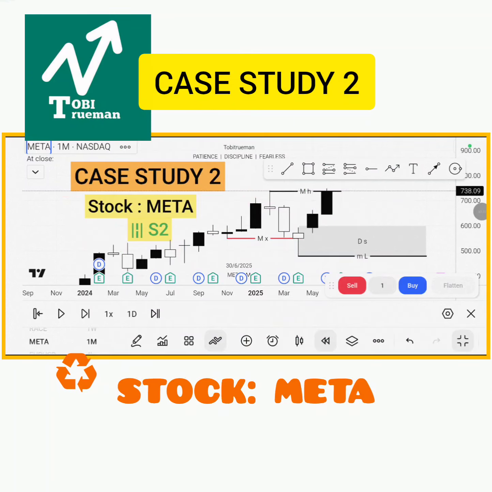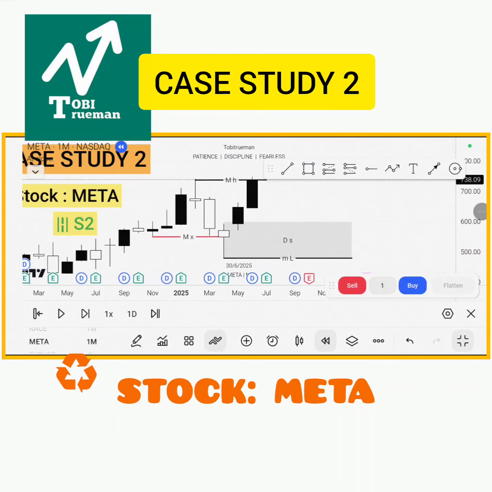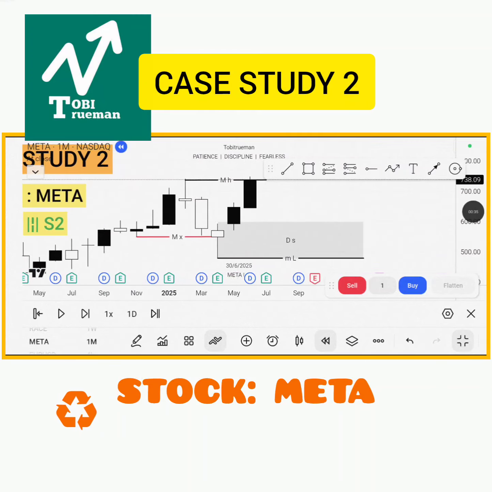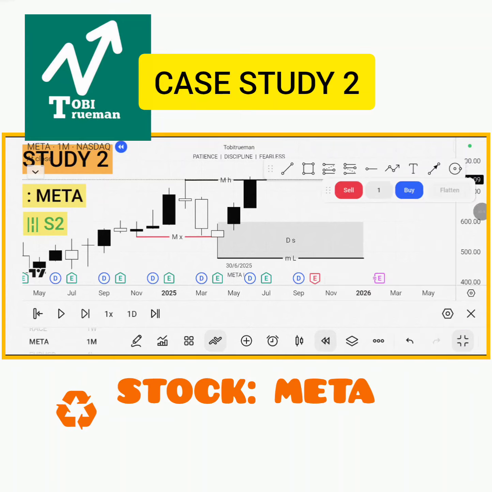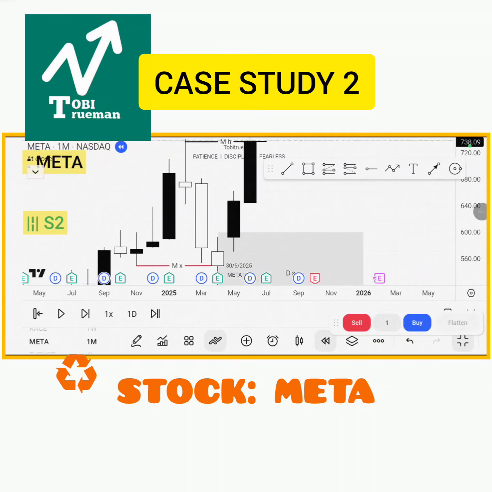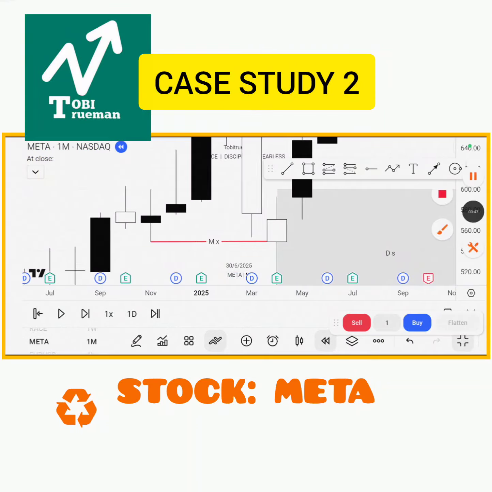Now, what are we going to do here? We know our strategy number 2 is all about confirmation and continuation. So let's look at the Meta chart. We have this type of scenario where this was the previous low. Let me zoom it in so you can see it very well. You can see this was the previous weekly low, monthly low.